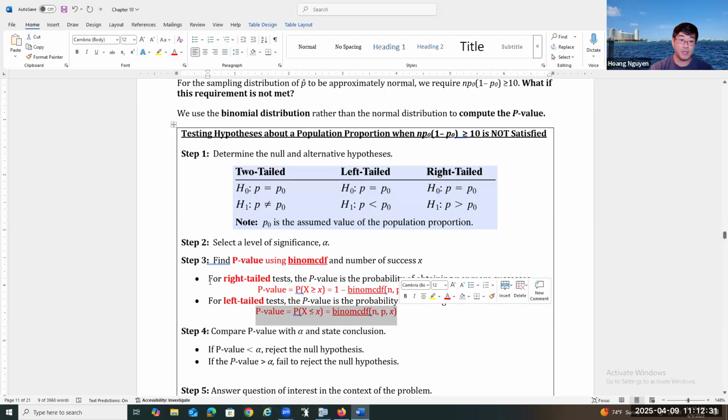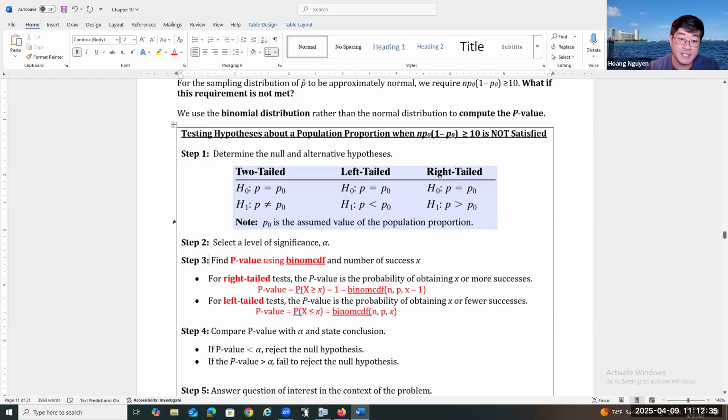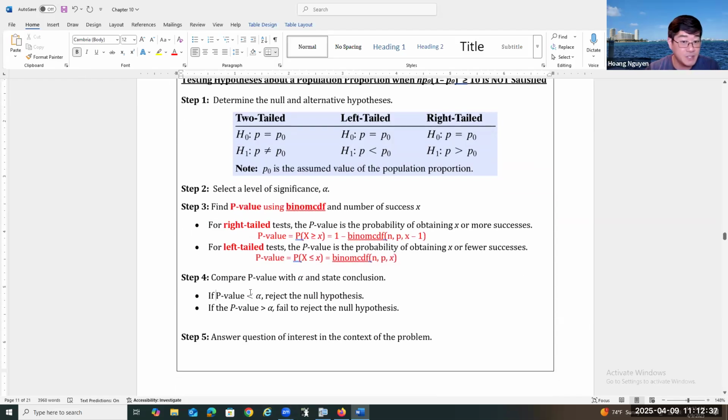After we get the p-value, we compare the p-value and alpha. If the p-value is less than alpha, we reject the null hypothesis. It's the same rule of conclusion. If the p-value is less, we reject the null hypothesis. If the p-value is more, we fail to reject the null hypothesis. So that's the same rule for the conclusion. P-value less, reject.